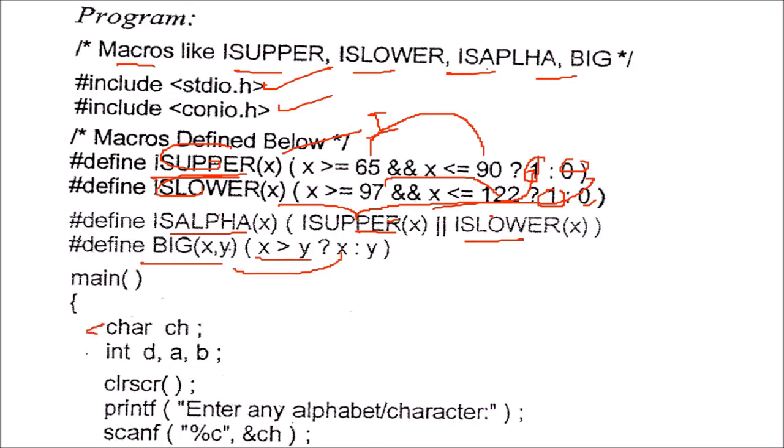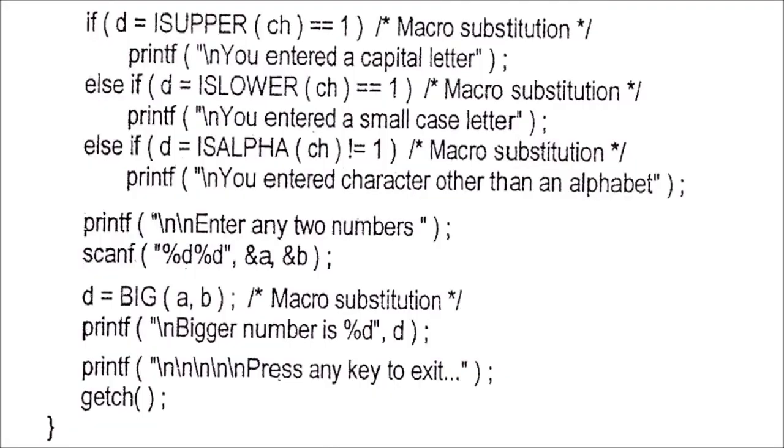So what we do, we initialize some variables. We ask the user to input an alphabet or character. We'll take it in ch. So we took it in ch, and now we're actually substituting the macro. Now, if is upper ch is equal to 1, if it returns 1, then this is true. So we say you entered a capital letter. Similarly for is lower, and then for alphabet, we can check it is not equal to 1. Then you can say that it is a character other than an alphabet, right? And for two numbers, just take two numbers A and B, put them in big AB, and because it returns A or B depending upon the situation, you can just print it.